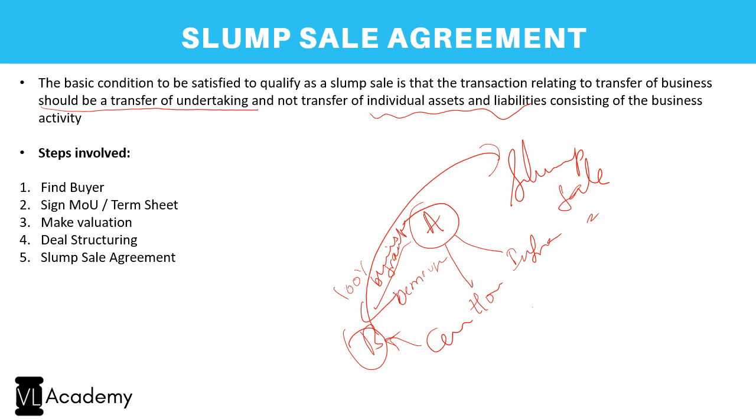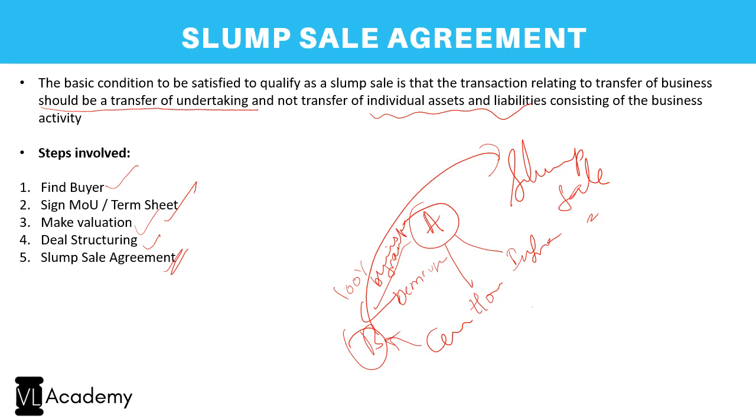So what are the various steps involved in a slump sale? Firstly, you should find out who the buyer is, right? So who would be the prospective buyer, then enter into a term sheet, then make a valuation of the entire business, and then structure the deal, then finally enter into a definitive agreement, which is the slump sale agreement, wherein you clearly define what are all the assets, because you are not selling the entire company A, you are rather selling only one division of A, which is a cement business.